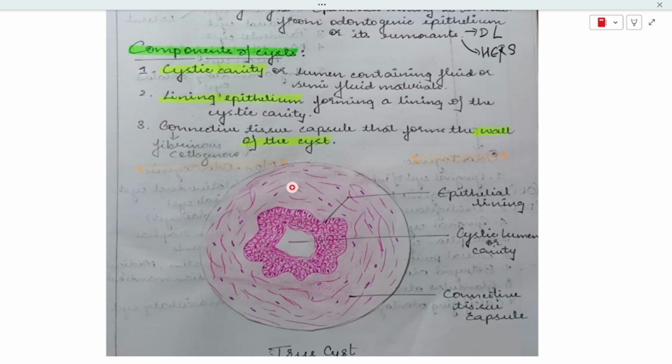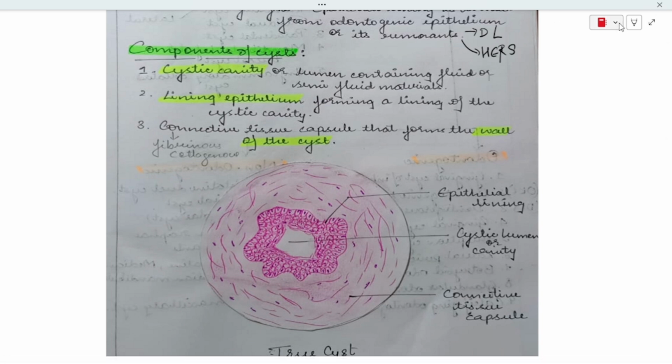The third component is the connective tissue capsule that always contains collagen material and acts as a wall for the cyst. These three will be the major components in any cyst, whereas the lining epithelium can differ. Even the cystic cavity may contain other material like gas or semi-fluid, or it might even be empty. I think this is clear.